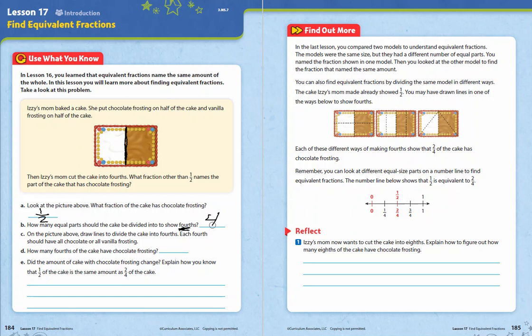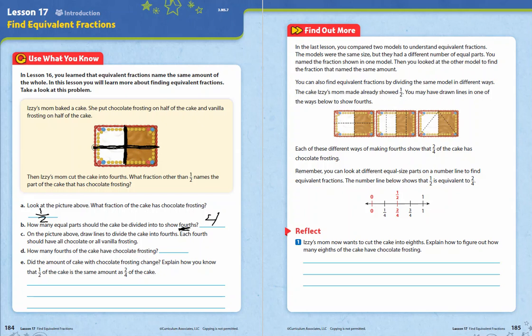Okay, so what we're going to do is cut it in half right here. So we cut the cake into fourths. Here, straight up and down. And then we split it all the way right here. So now this cake is split into fourths.